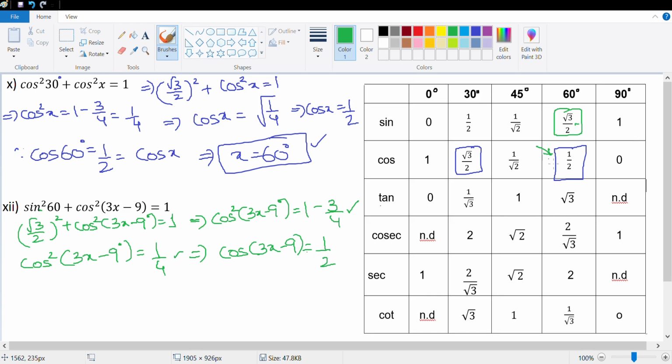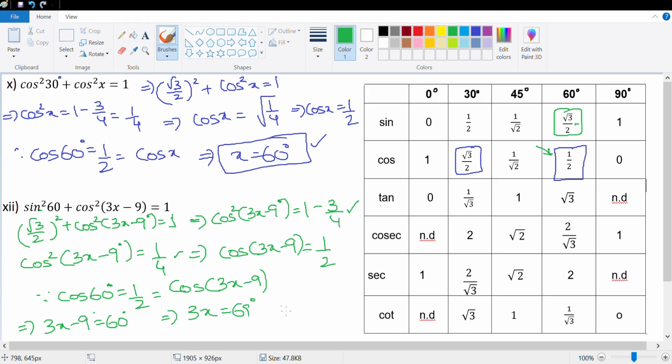So since cos 60 degree is equal to 1 upon 2, which is given equal to cos (3x minus 9), this gives us 3x minus 9 is equal to 60 degree, which means 3x is equal to 69 degree, which means x is equal to 23 degree. Yeah, so we've got the value of x. That brings me to the last question that I solved with you from this exercise, which is question number 15.